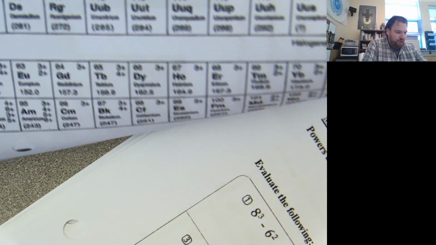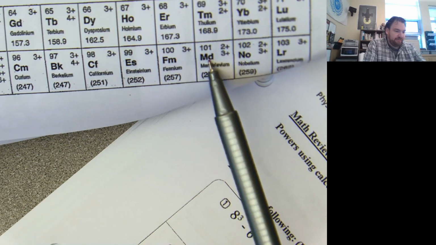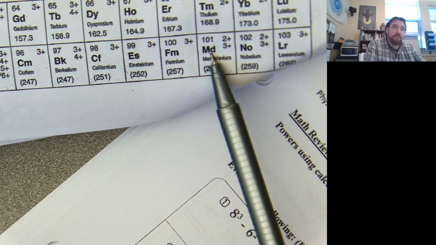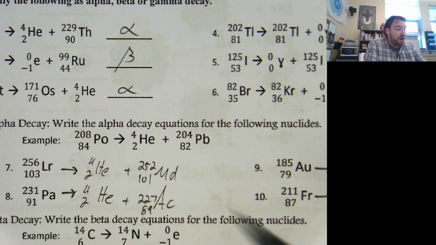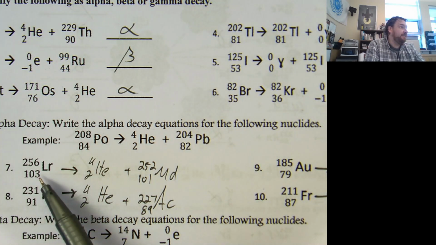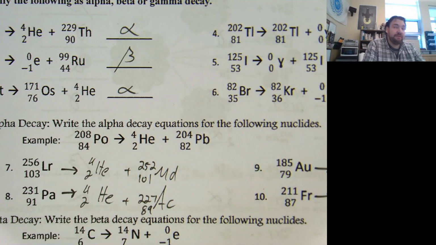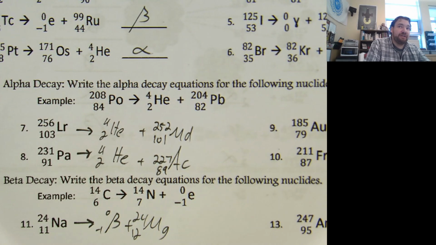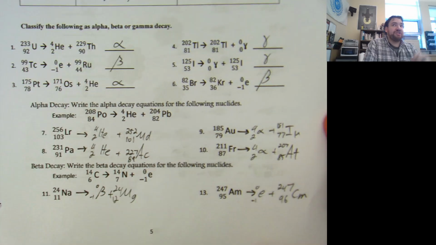103 minus 2 is 101. And then I would have gone over here. Maybe I made a mistake. And I would have found 101. 101 is MD. So CF would have been 98. So you took off 5 to get down to 98. But good question, Liam. So no other questions on this front page?